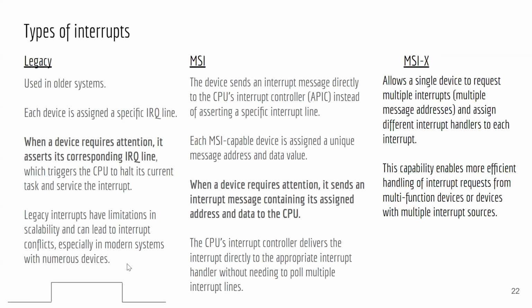Technology advanced, and when we have the MSI interrupt, that's when a device requires attention. It sends an interrupt message containing its assigned address and data to the CPU. The difference with legacy is that it doesn't keep the CPU occupied. It sends a signal whenever it needs, raises the interrupt, sends the data and an address, and disables the interrupt. So it looks more like sharp spikes.